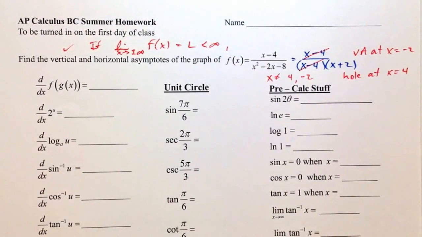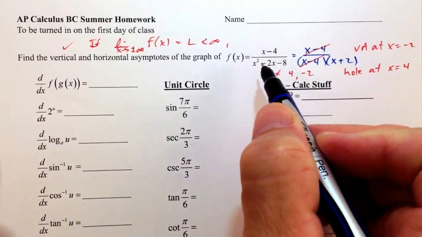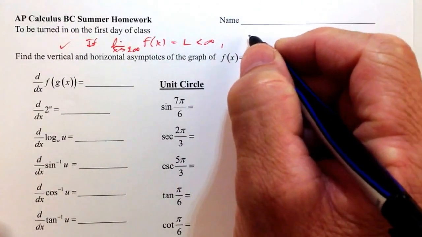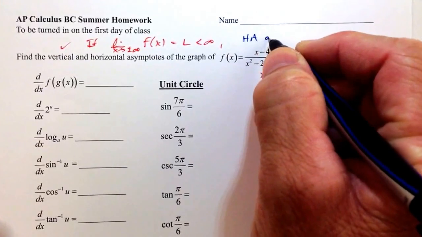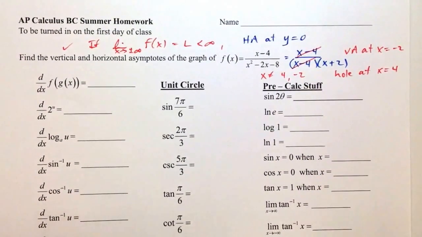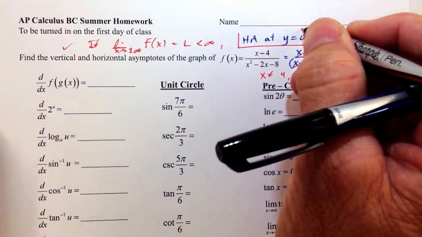Well, as it turns out, if you remember the limits, the limit of this function as x goes to positive or negative infinity is 0. So therefore, we have a horizontal asymptote at y is equal to 0. So that takes care of that problem right there.